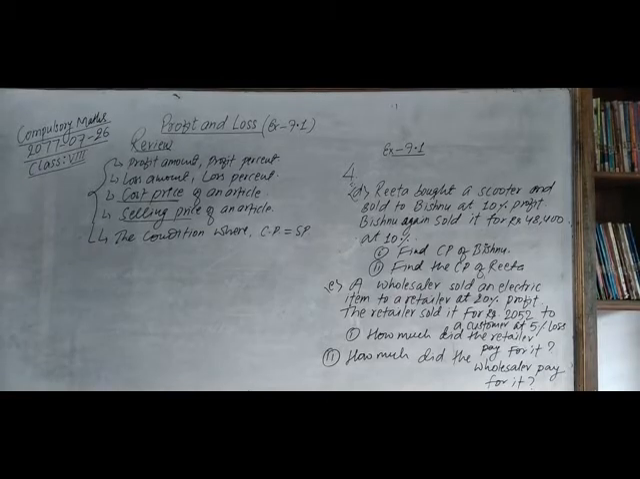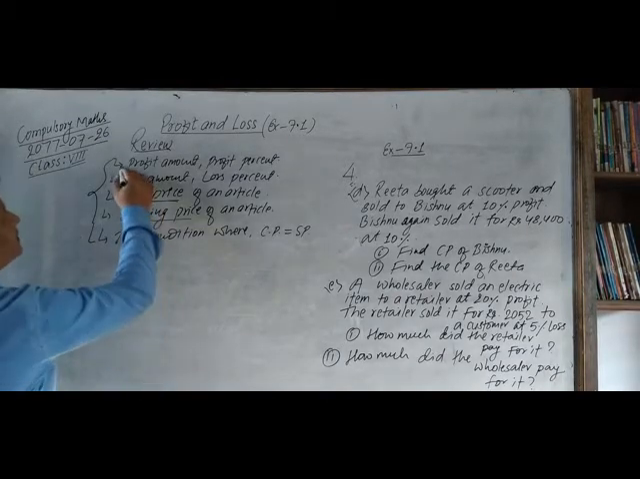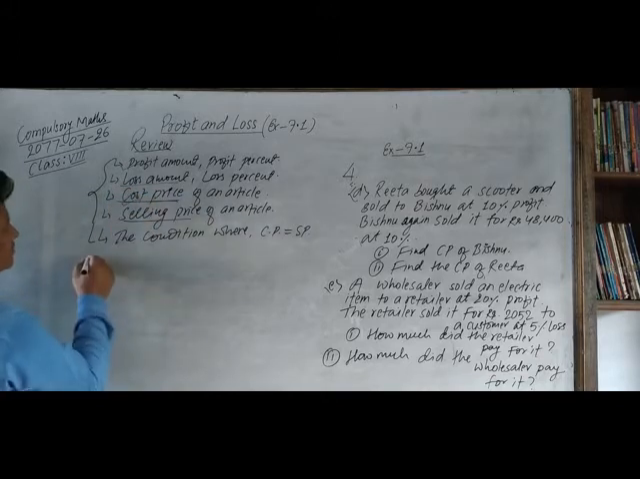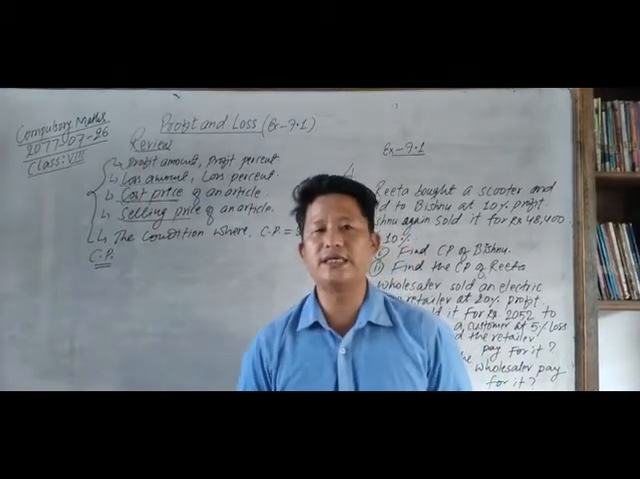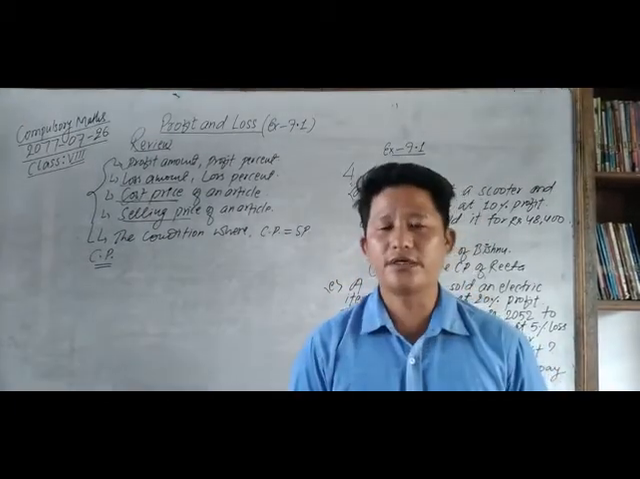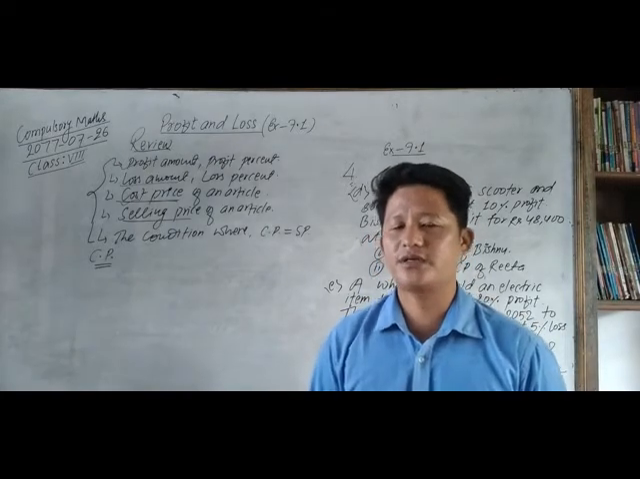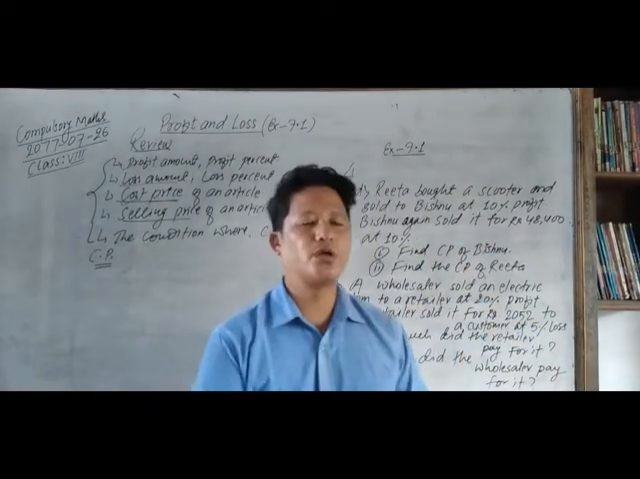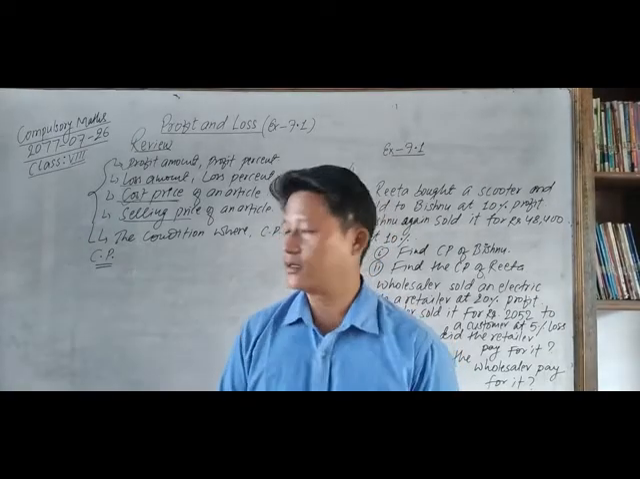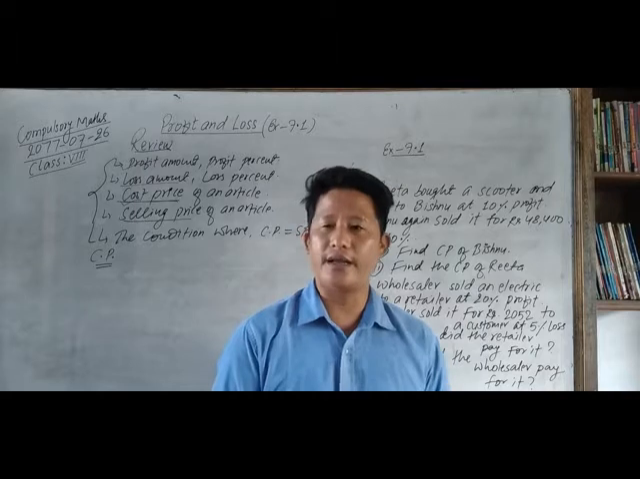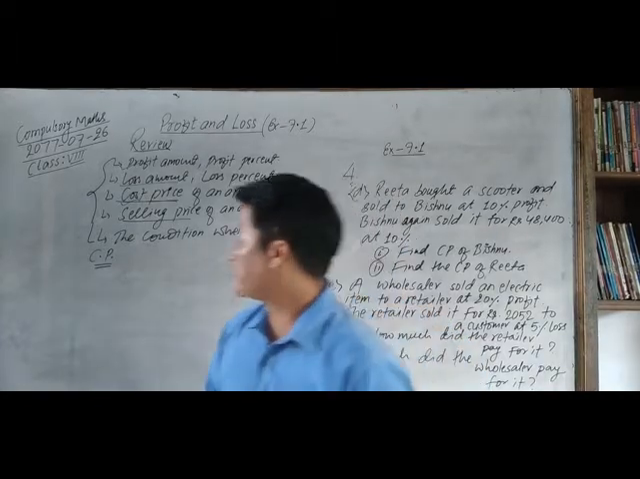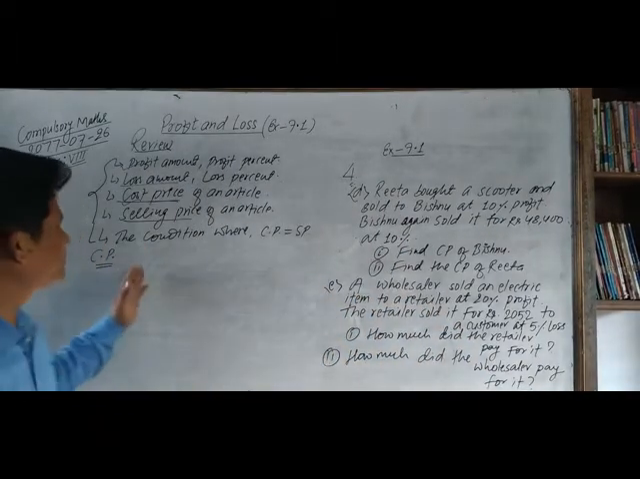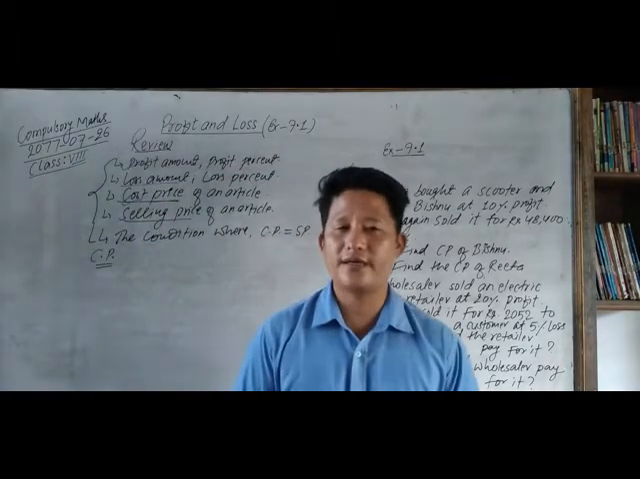Okay, dear students, before defining profit amount and loss amount, first of all I am going to define the cost price. Cost price means the price at which an article is purchased or bought. For example, when we go to the shop and purchase an article for rupees 200, then 200 is called the cost price of that article. So the price at which an article is purchased is called the cost price of that article.